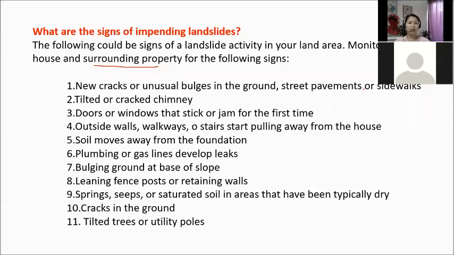6 is plumbing or gas lines develop leaks. Bulging ground at base of slope, leaning fences, posts or retaining walls. Springs, seeps, or saturated soil in areas that have been typically dry. So, ibig sabihin pag may saturated soil in areas na ibig sabihin na merong mga leakages, no? Next, cracks in the ground. Tilted trees or utility poles. So yan, kung may makita kayong ganyan, then do your part.